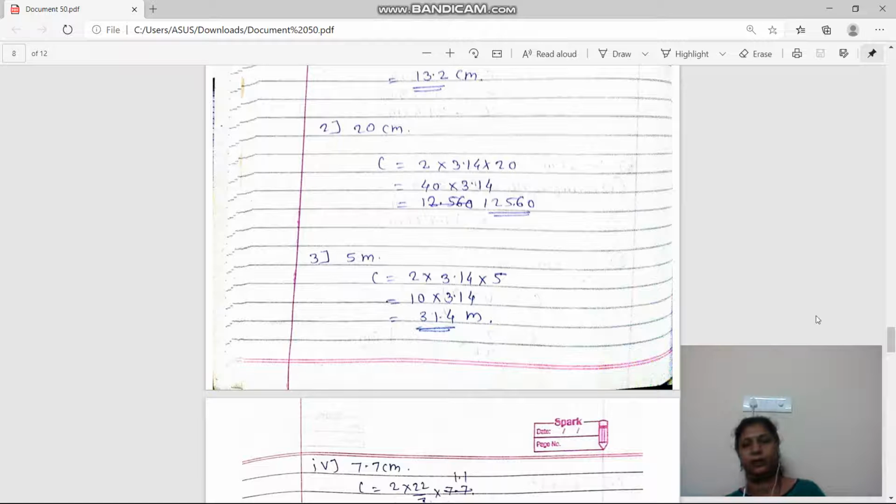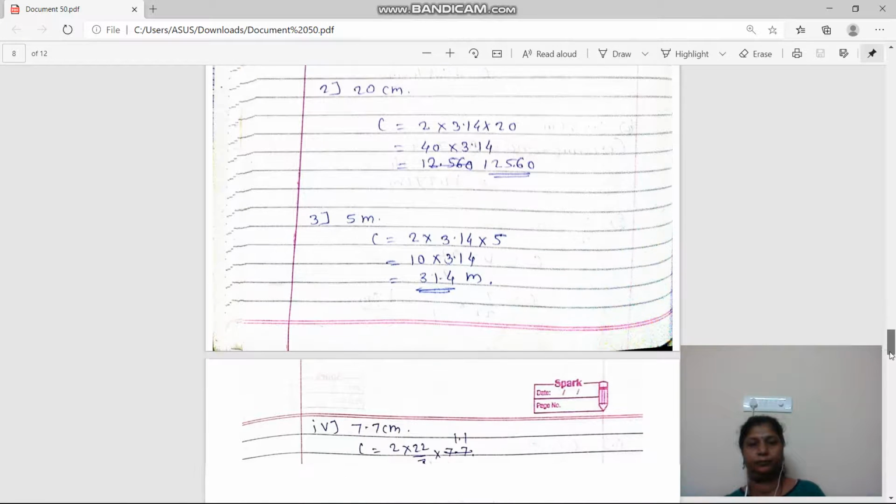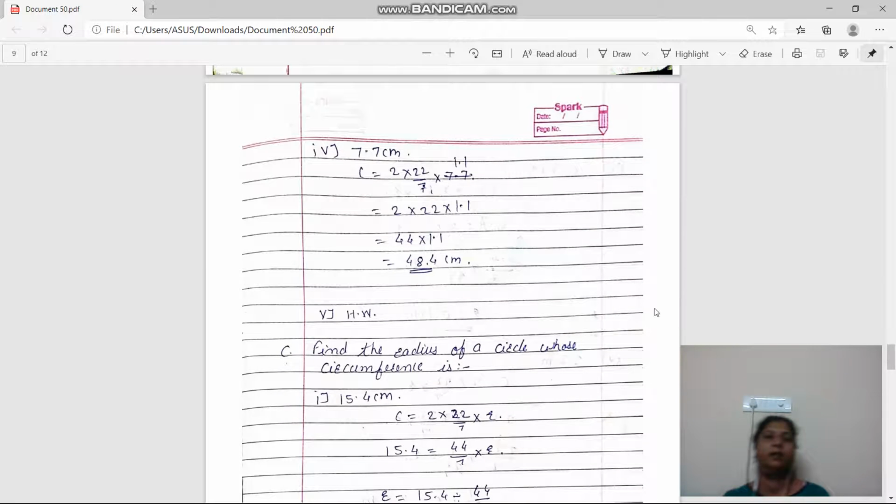Okay. Now next, 7.7 centimeter. So C is equal to 2 multiplied by 22 upon 7 multiplied by 7.7. So 7 1s are 7, 7 1s are 7, decimal 7. So 22 into 2 is 44, and 1.1, that is 48.4 centimeter. Get it? Fifth example is homework. Okay. So let's see the next question.